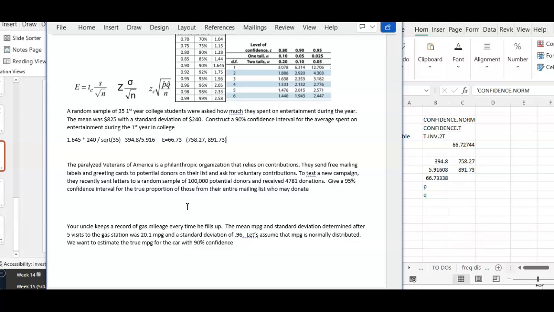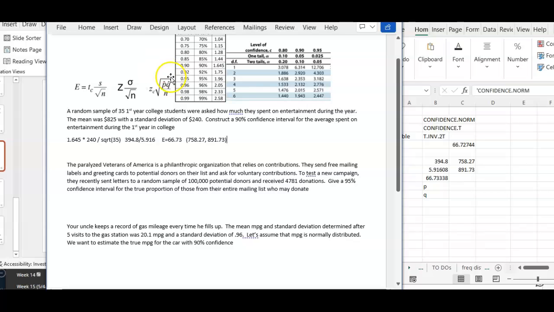To test a new campaign, they recently sent letters to a random sample of 100,000 potential donors and received 4,781 donations. Give a 95% confidence interval for the true proportion. We're looking for a proportion of those from their entire mailing list who may donate. So success is the number that donated out of the total number that was sent out.